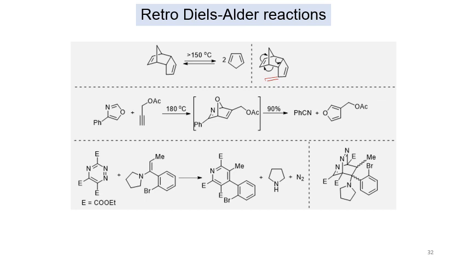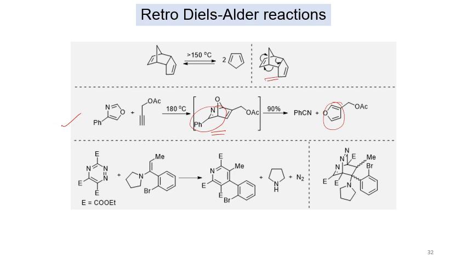Similarly, you can see here in the second reaction, first Diels Alder transformation gives you this bicyclic structure. This bicyclic structure then undergoes a retro Diels Alder reaction to eliminate a benzonitrile portion, thereby generating a new furan system. This is very useful in lots of natural product synthesis.